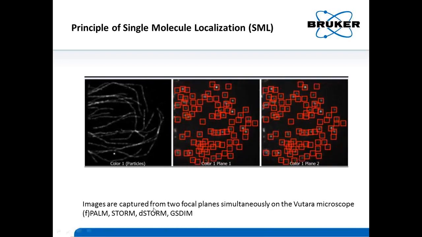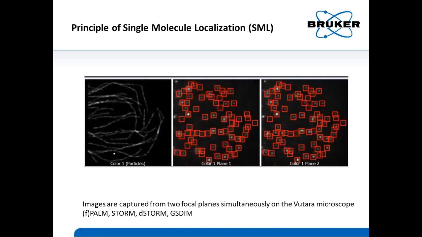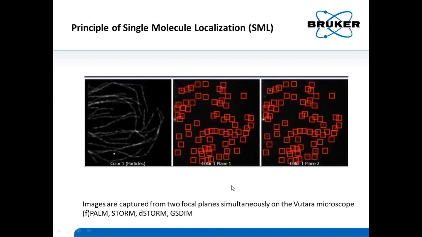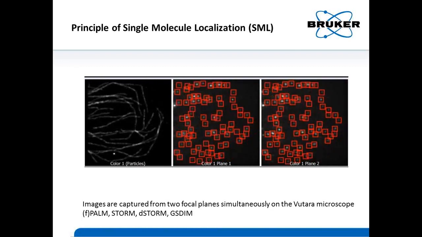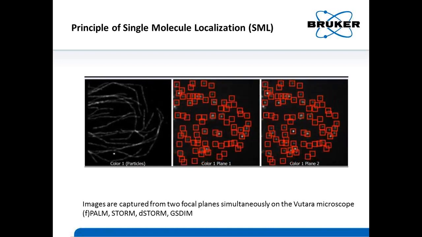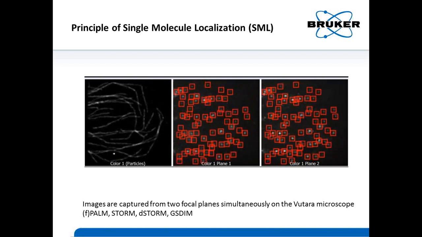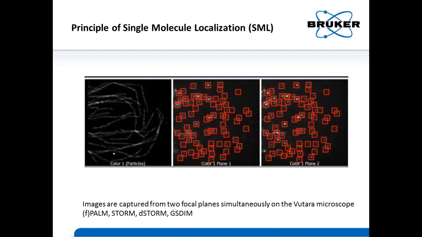What's unique to the Vutara 350 microscope is that it's actually doing this in 3D. We are collecting from two simultaneous focal planes, which are separated by 500 nanometers. So even without having to do a Z-stack, you can get information from about a 1 micron depth of field. And if you wanted to image thicker samples, then you can go ahead and do Z-stacks.